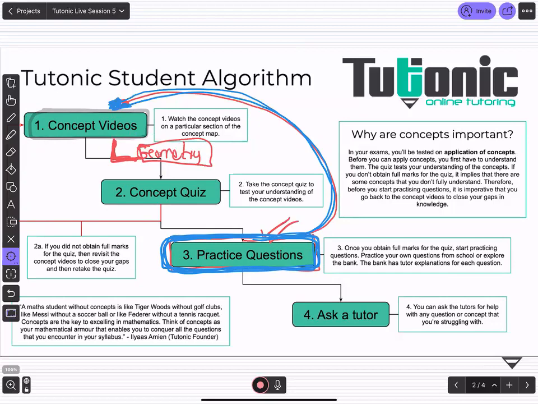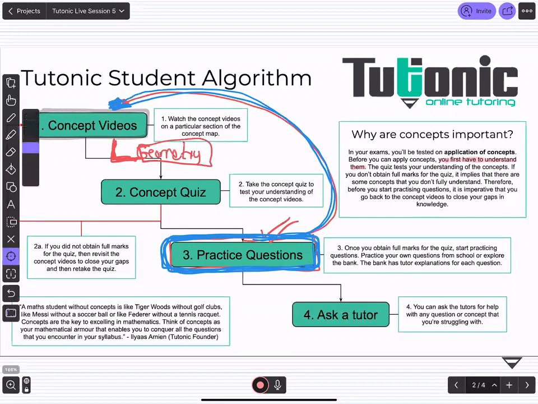You close the gaps in class by the teacher and by the quiz, okay? And then when you go home, you can practice because you know everything, so there's no need to learn anything new. If you know everything now, you're just applying. But you can't apply and learn at the same time. That's the problem. That's why I say in your exams, you'll be tested on application. But before you can apply concepts, you first have to understand them. You can't apply what you don't know. That's the reality.